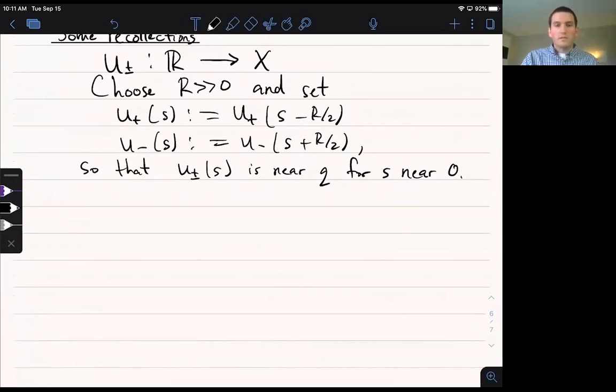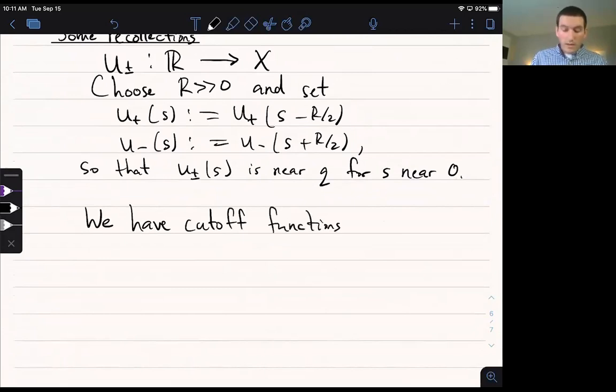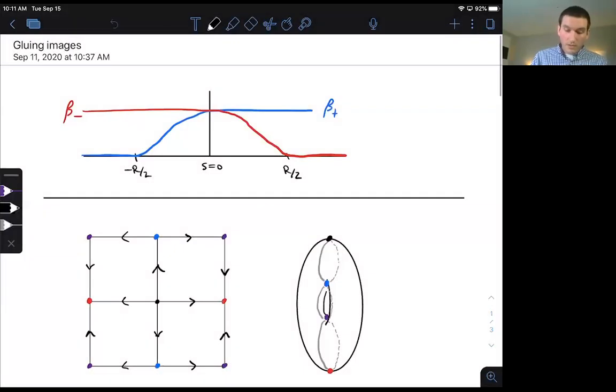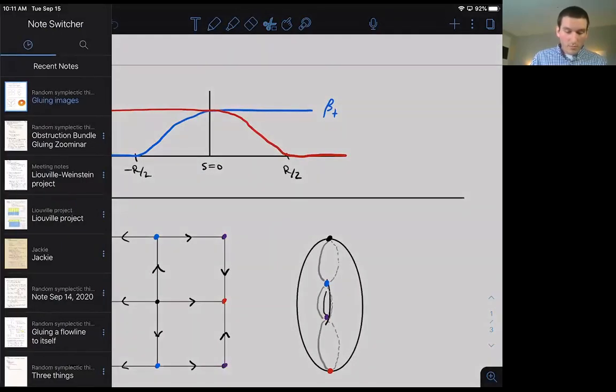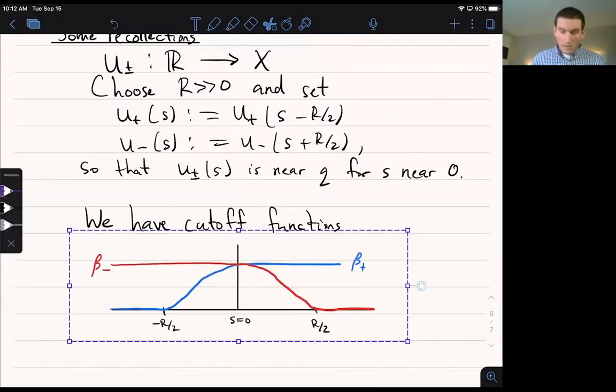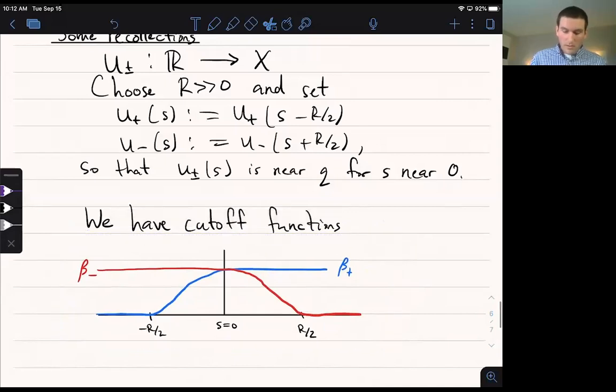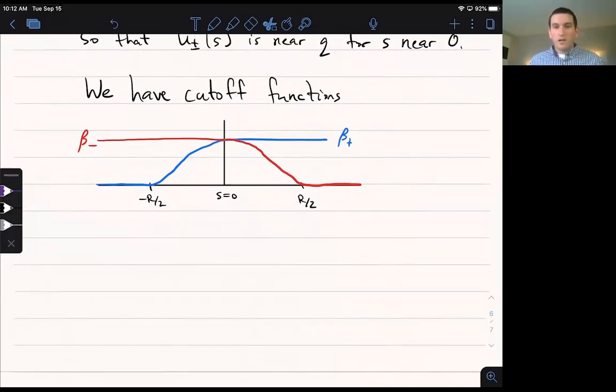So we'll have to worry about this soon enough. Cutoff functions, so that we can pre-glue our curves. And I don't trust myself to draw the cutoff functions right now, so we have some prepared artwork. All right, so these cutoff functions are going to allow us to glue these 2 flow lines together. So we have some coordinate chart around Q.